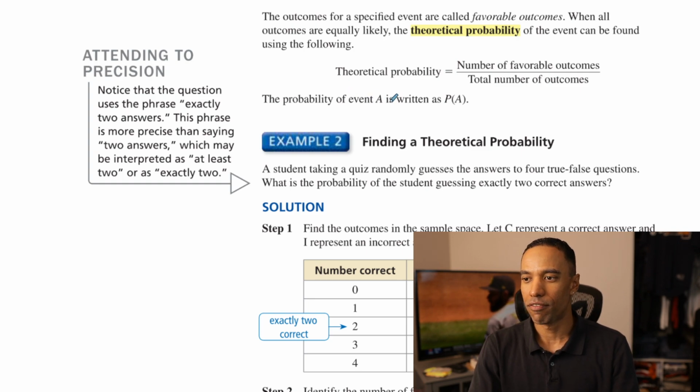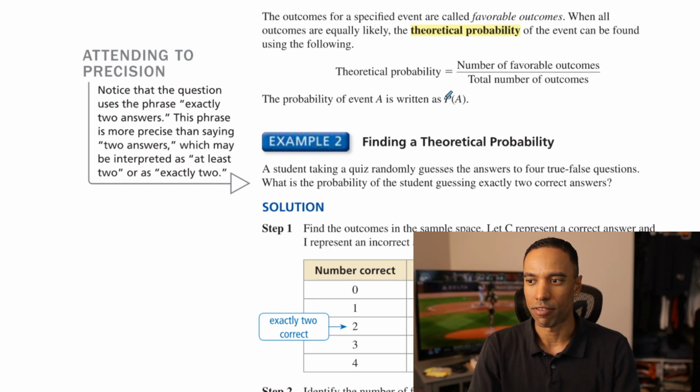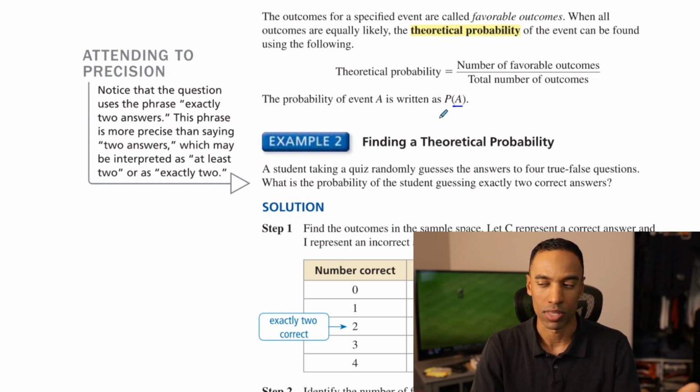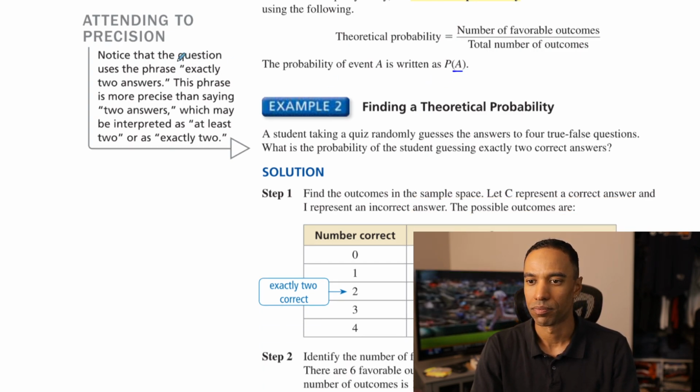Okay, the probability of event A is written as P of A. So the probability of event A occurring. So they're going to show you some notation with this. We want to see what it looks like. That A is the favorable outcome in this case when they ask. Let's see. Okay, example 2.